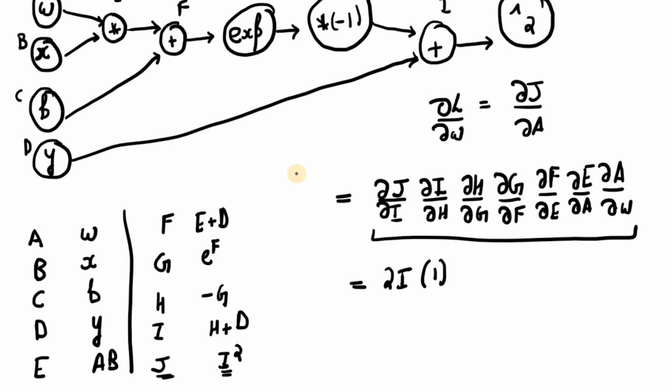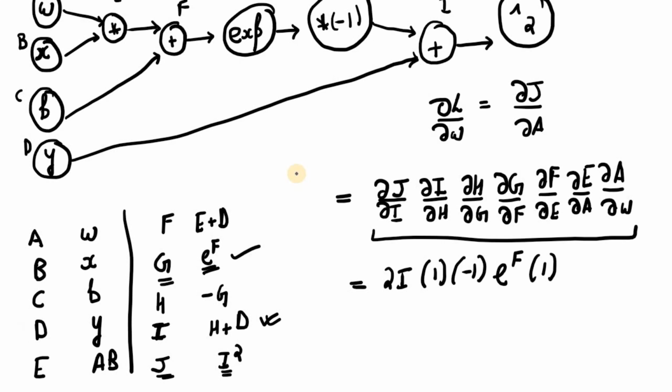Now, if I is already there, as you can see over here, and I do the differentiation with respect to H, we are just going to get 1. We go to H, and differentiate with respect to G, we are getting minus 1. We have G, which is a function of F. We differentiate with respect to F, we are getting e raised to F. And for F, differentiating with respect to E, we are getting 1.